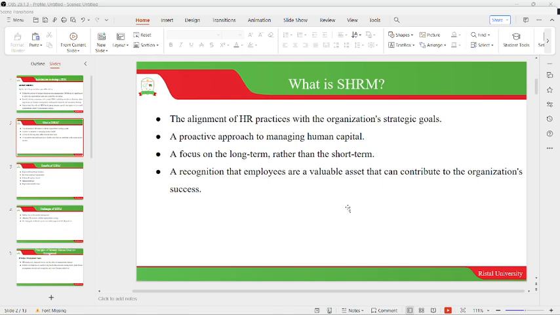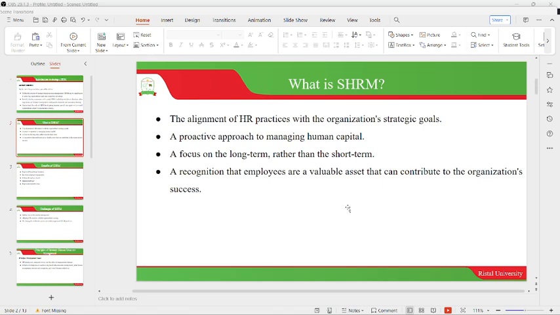Then it also talks about the long term rather than the short term. Here we are focusing on the long term impact of human resource on the organization instead of focusing on the short term. The traditional human resource focuses on the short term, what the organization is to achieve in a very short term. But with the strategic, we are talking about 5 years, 10 years, even others can be 20 to 30 years.